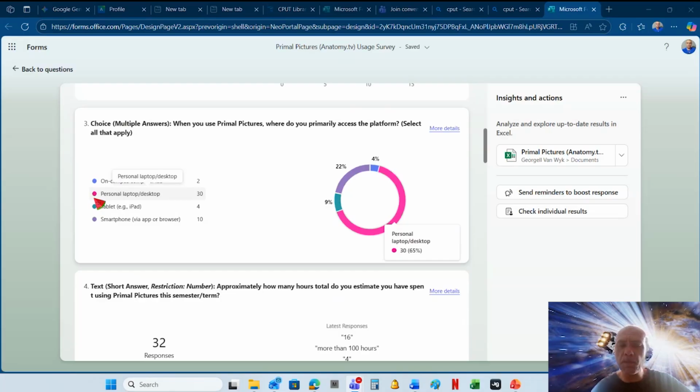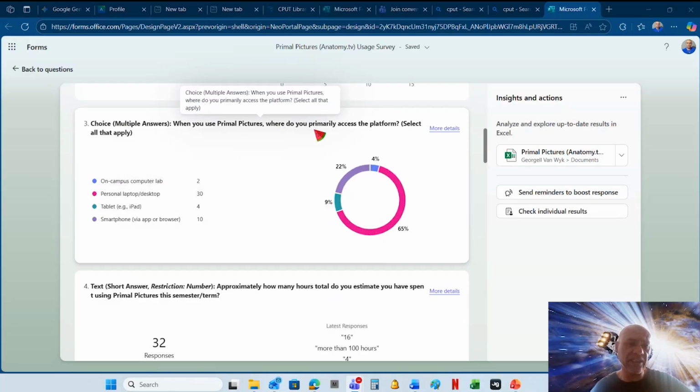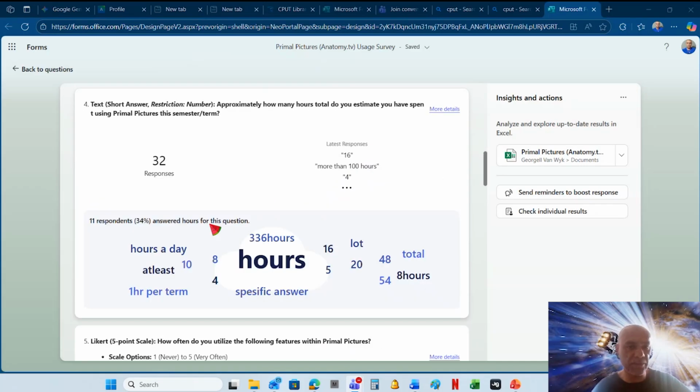Then also, when you use Primal Pictures, where do you primarily access the platform? You can see the personal laptop or desktop computer is the primary access, and that is nice for me. From the comfort of their house or the bus stop or the taxi or wherever they are, they can sit whenever they have time. We know how valuable time is. Then also how many hours we've seen in the survey. From those 32 responses, I saw more than 100, 4 to 16.